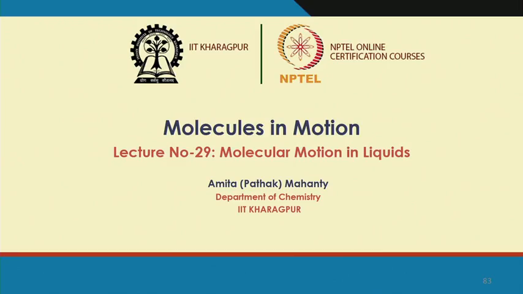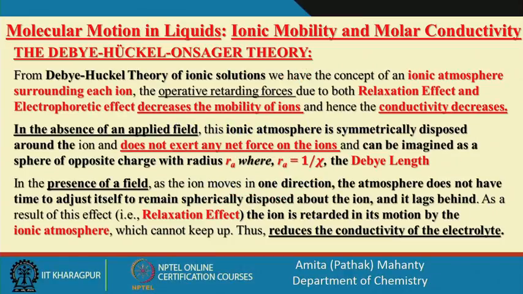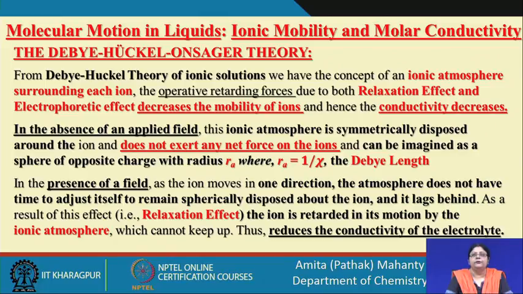So, in the last class we were discussing the Dielectric Constant theory, and what we had talked about was the two types of forces that are operative on charged particles like ions in an electric field, which actually retard the motion of the ions. The two types of effects we had talked about were the relaxation effect and the electrophoretic effect, which were eventually responsible for the ions moving slower.